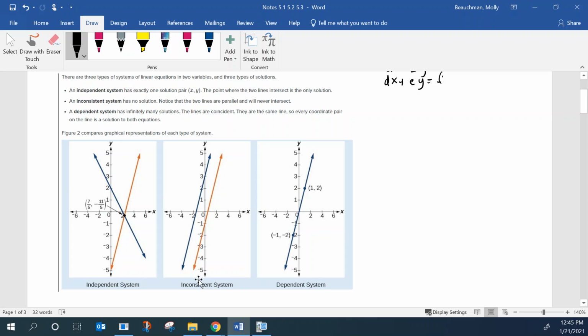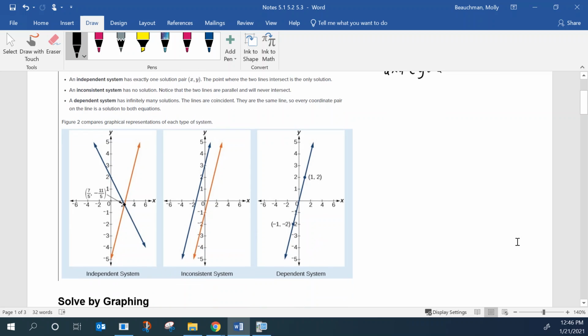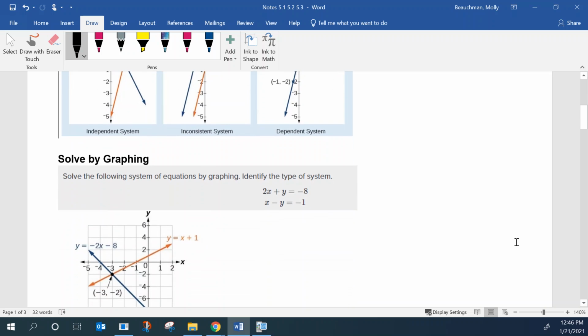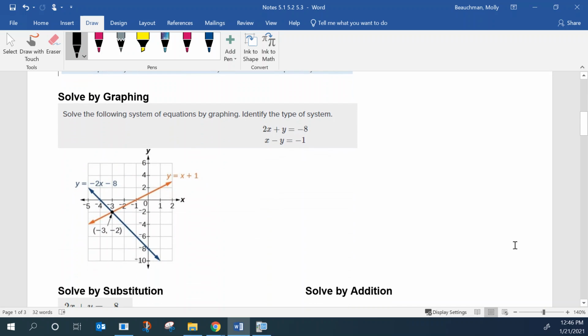An inconsistent system means that your two lines are parallel, they never intersect, so there are no solutions. And the third thing that can happen is that your two equations are multiples of each other, and you end up graphing exactly the same line, and those are called a dependent system. So we can solve systems of equations in three different ways. The first way is that we can solve by graphing.